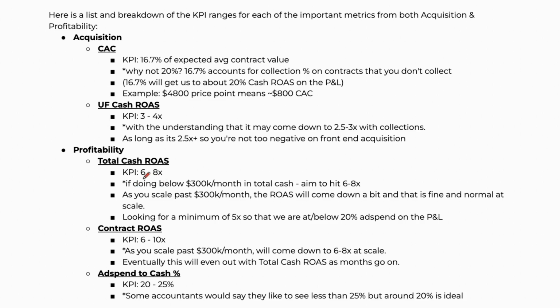Profitability side. Total cash ROAS, we're looking for 6 to 8x ROAS if we're doing below $300,000 a month in total cash. As we scale past $300,000 a month, the ROAS is going to come down a little bit, because as you scale ad spend, ROAS typically does come down as you scale as a company. That's fine. We're expecting that down the road, maybe we get 5 or 6x past $300,000 a month, which is totally fine. Now, we're looking for a minimum of 5x, so that way we can be at or below 20% ad spend on the P&L. Again, I know these statements might be a little bit overwhelming, but just stick with it. With repetition, you will get the hang of it.